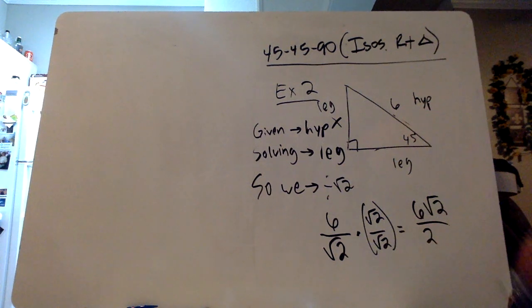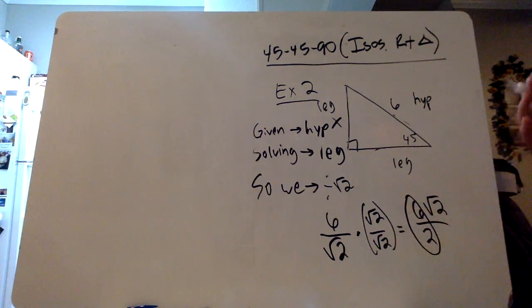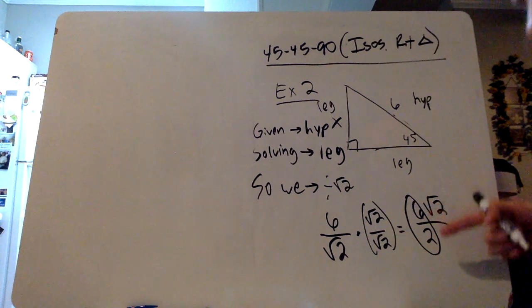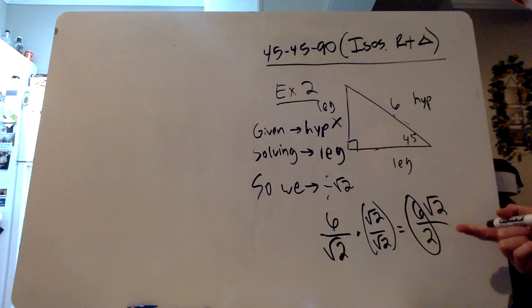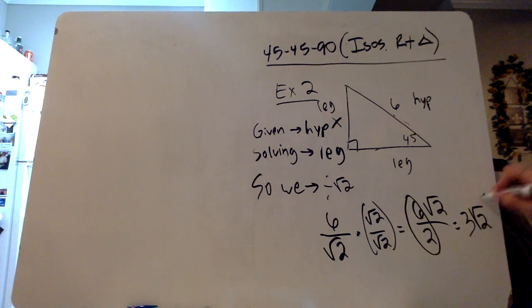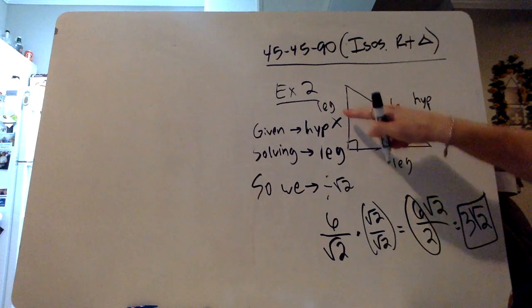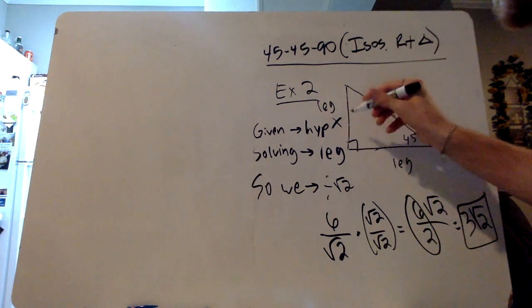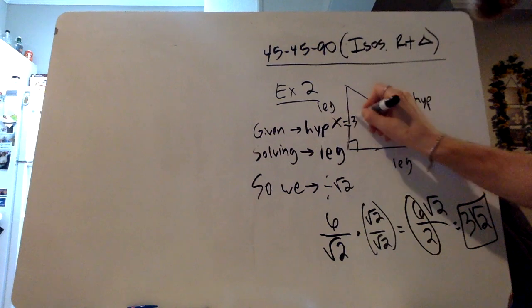Okay, now I just have to reduce my coefficients. What's 6 over 2 reduced to? 3. So my final answer is 3 square root of 2. That is the length of that leg. That x equals 3 square root of 2.